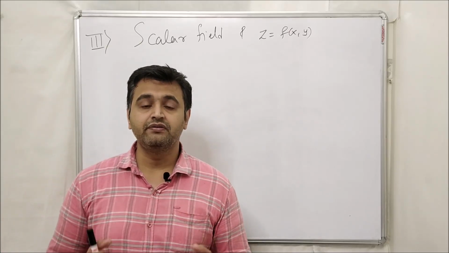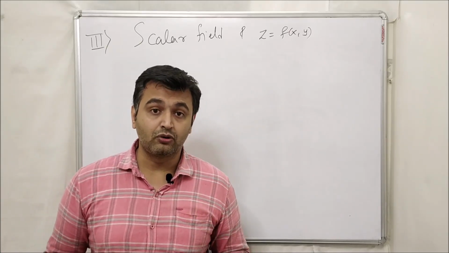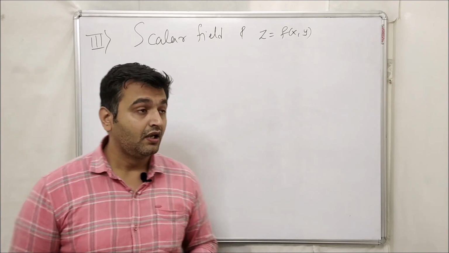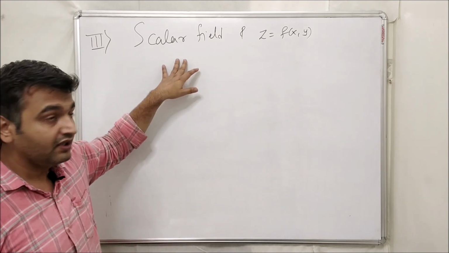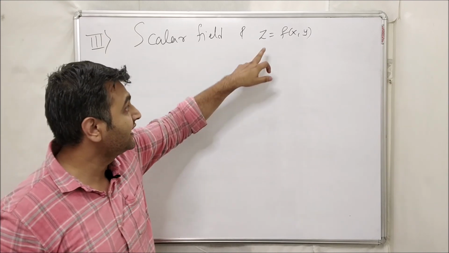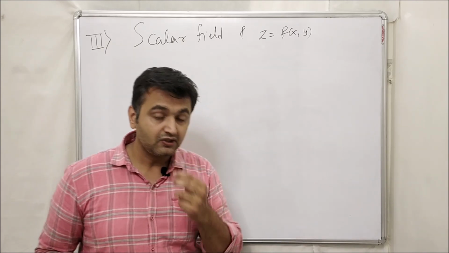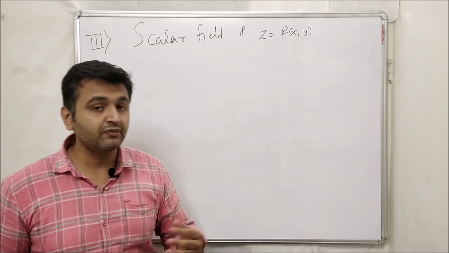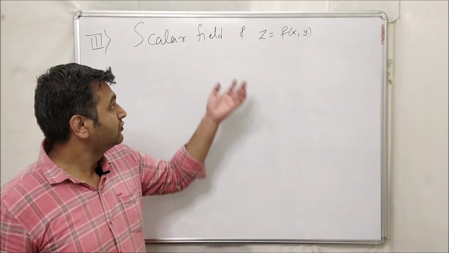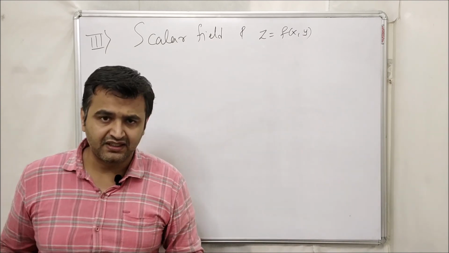Hey everyone, so today we will see the third method to solve problems on surface integrals. Suppose you have a scalar field and a surface where you can explicitly represent z as a function of x and y. The previous case was a scalar field and a parametrized surface.